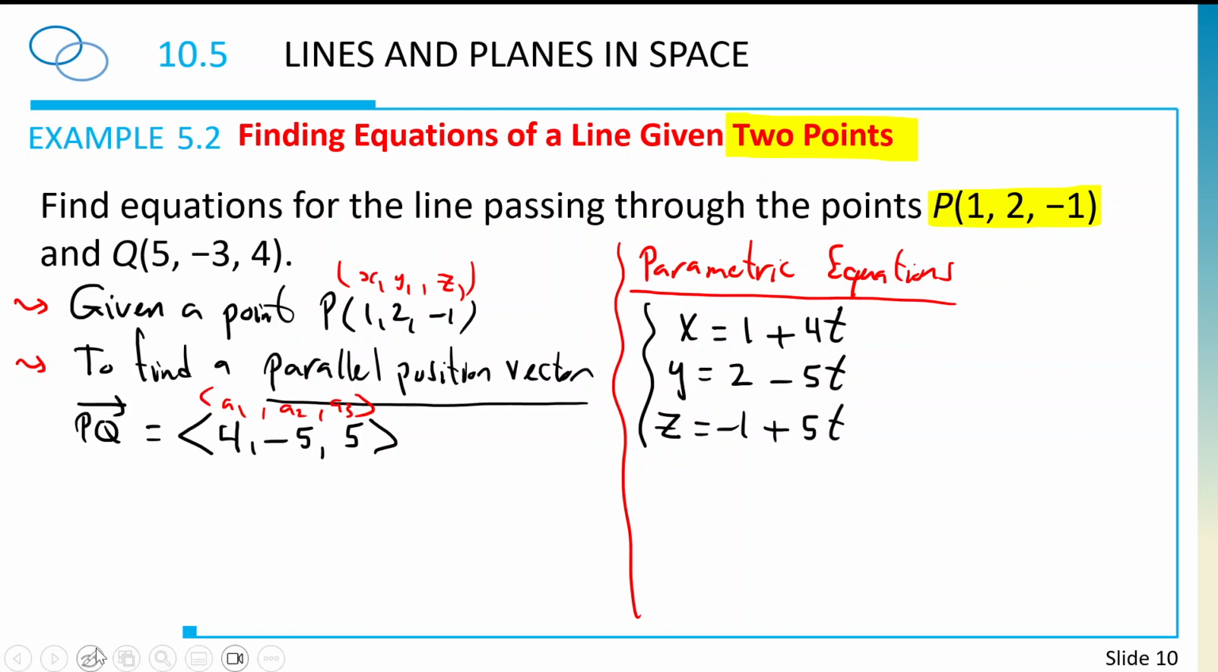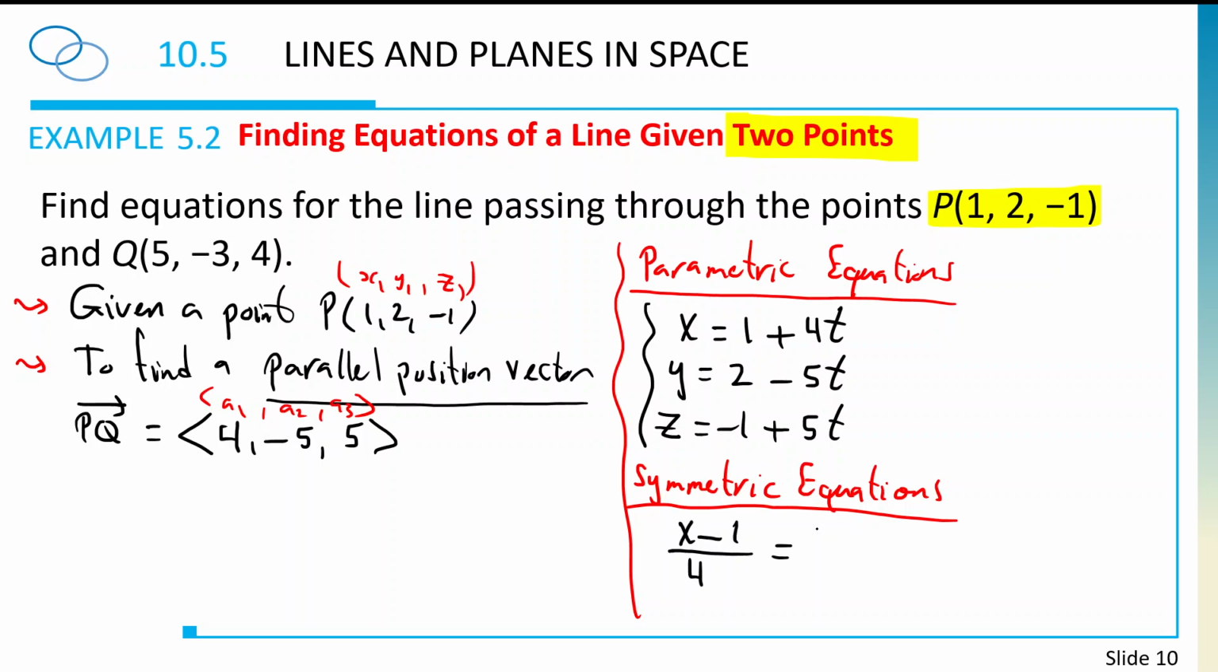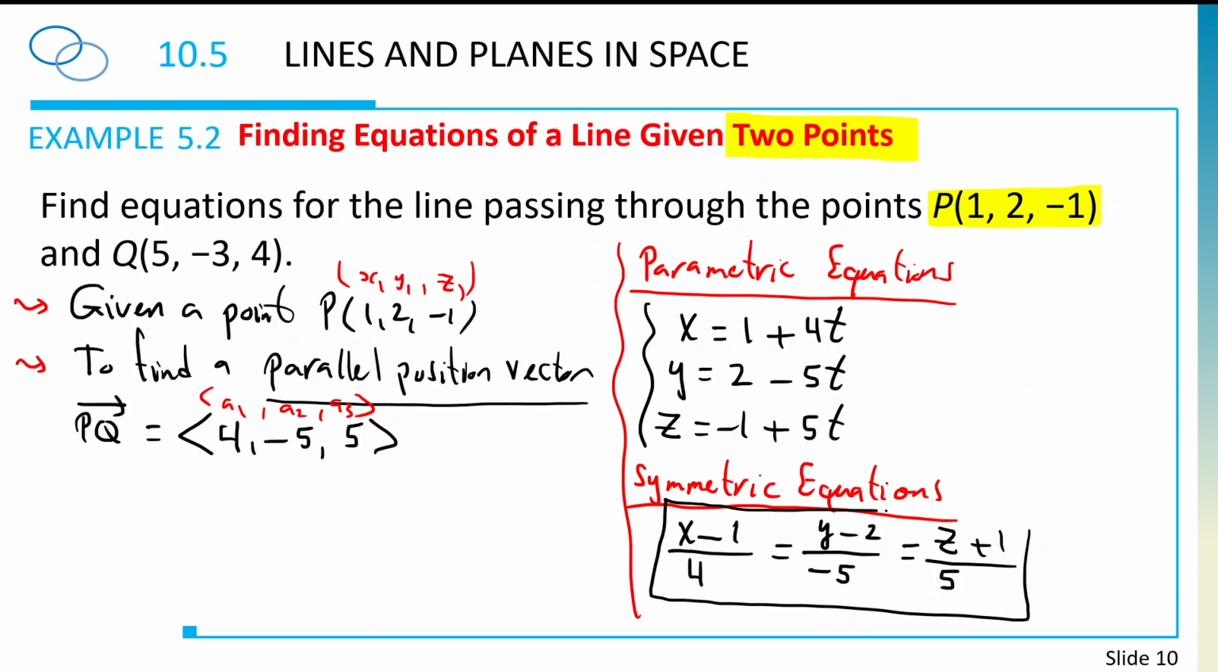Okay, I need also the symmetric equations. Usually the questions specify, find symmetric and parallel. Symmetric equations will be equal to what? Just use the above 3 equations, but solve for t. No need to write t, just only solve for t. So this is x minus 1 over 4 equals y minus 2 divided by negative 5, and this equals z plus 1 divided by 5. And these are the symmetric equations.